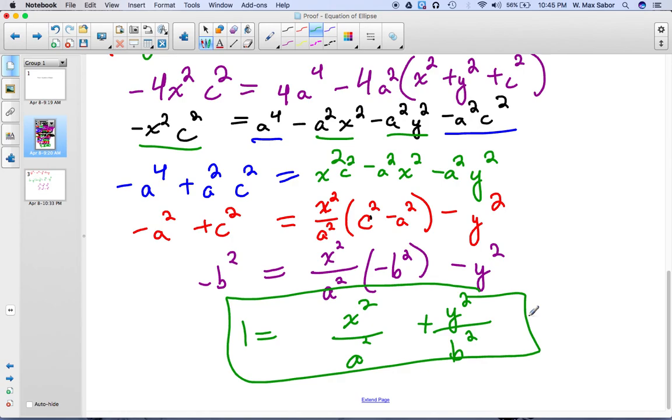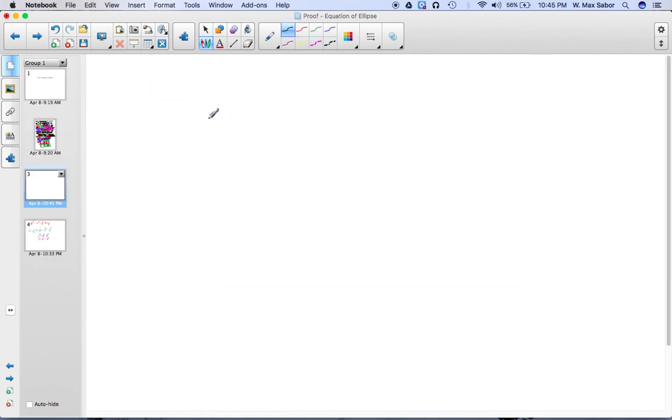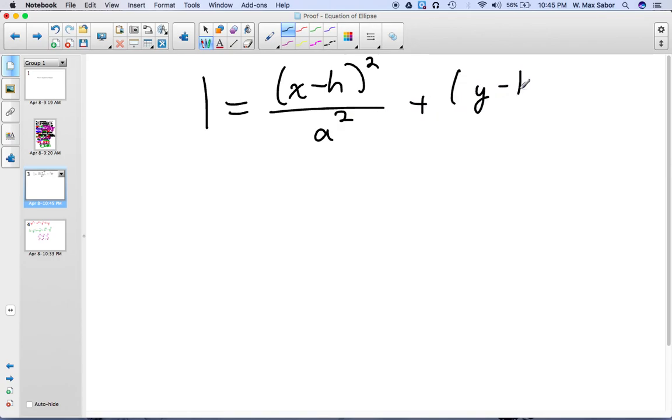Just transforming it will give you the formula when the center is not 0, 0, which is 1 equals (x minus h) squared over a squared plus (y minus k) squared over b squared.